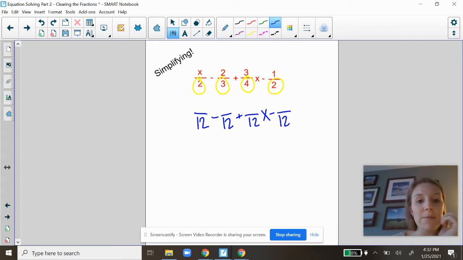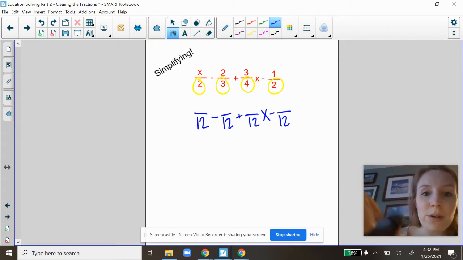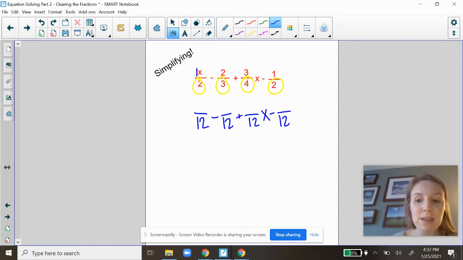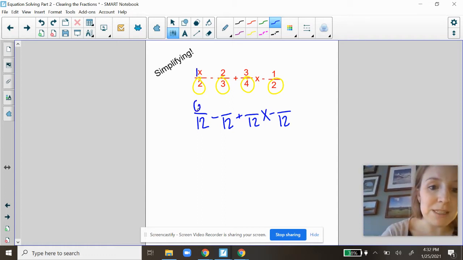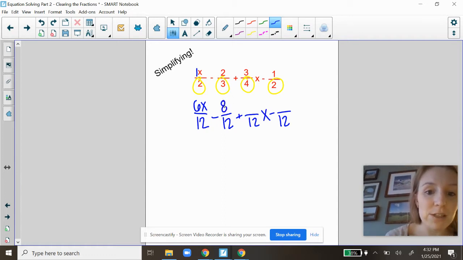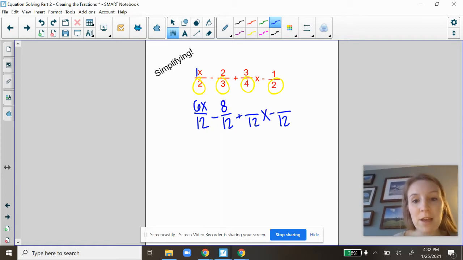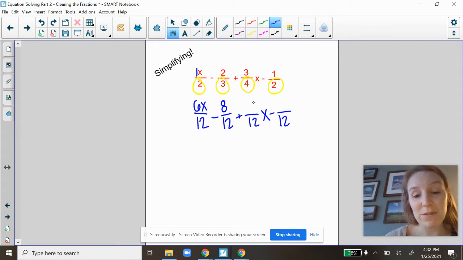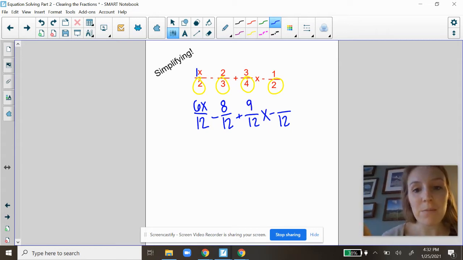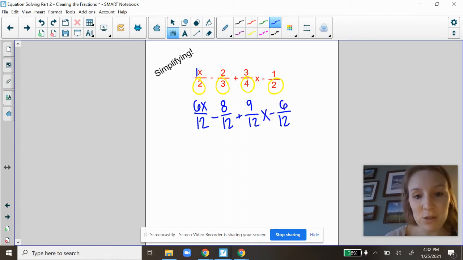Okay, so if I'm going to change my x over 2, I could put an invisible 1 right here. I basically have 1/2 x. I know I can change that to be 6x over 12. For me to go from thirds to twelfths, I multiplied by 4, so I know the equivalent fraction is going to be 8/12. For me to go from fourths to twelfths, I multiplied by 3, so the equivalent will be 9/12. And then we know 1/2 is the same as 6/12.